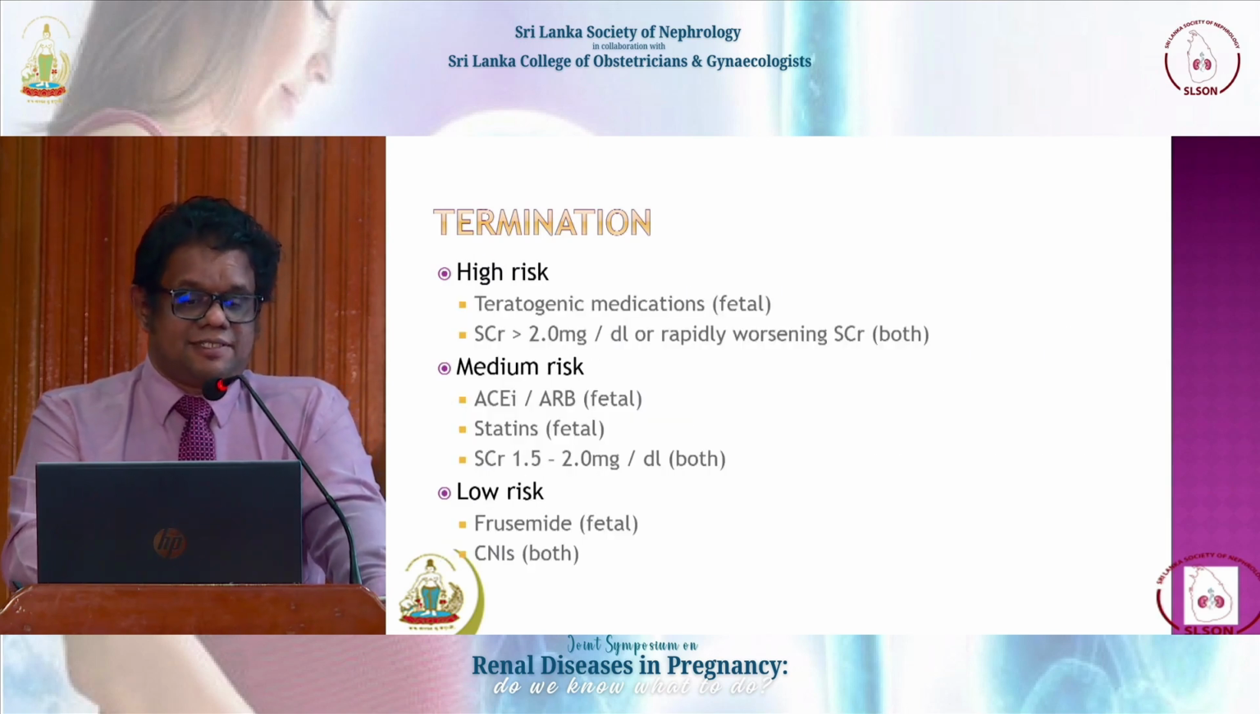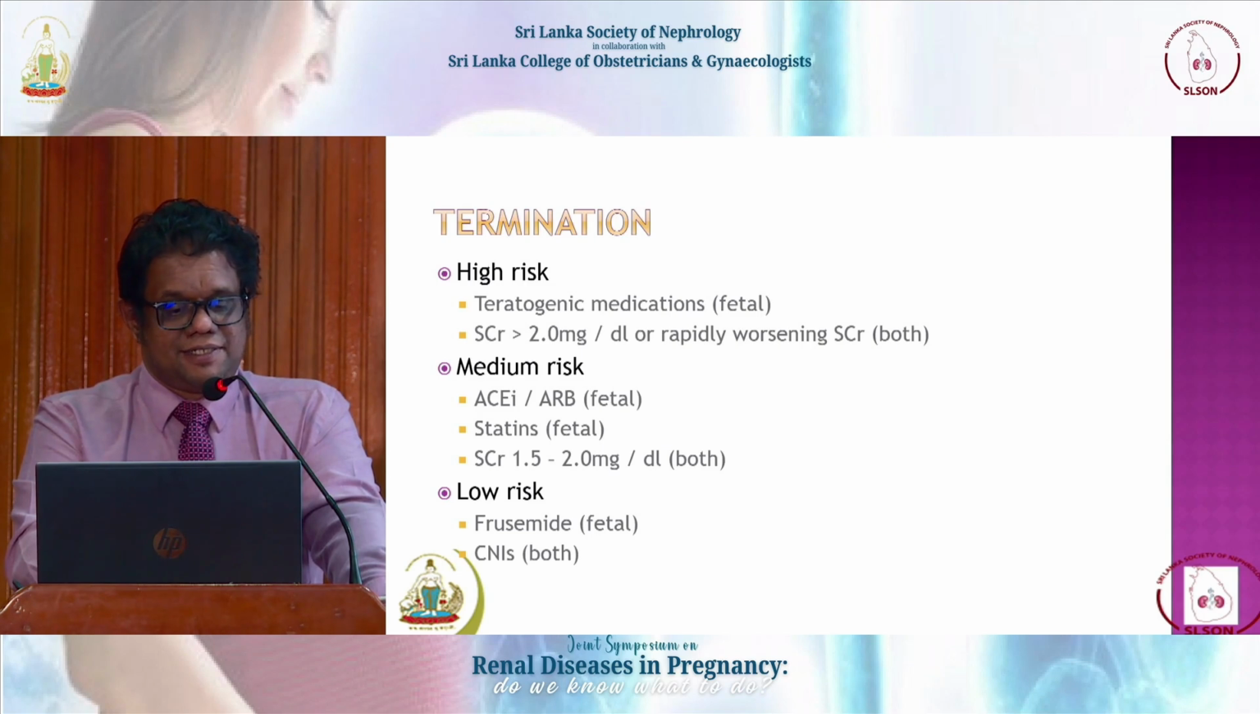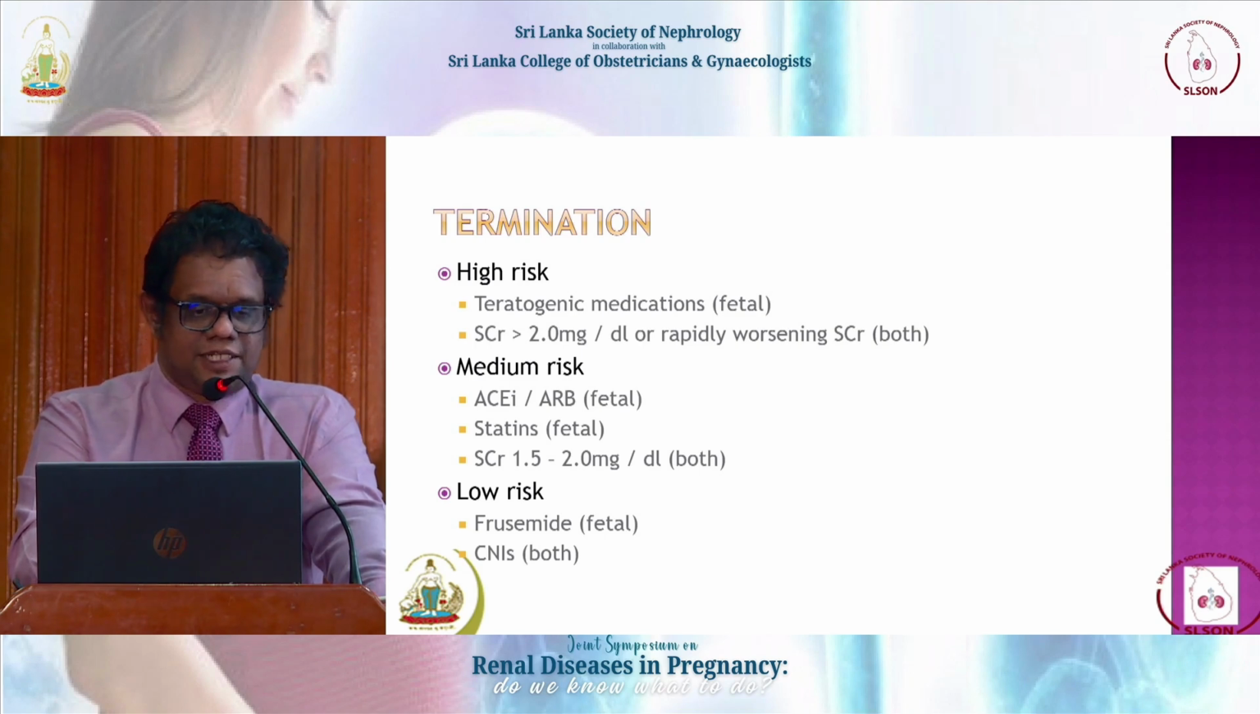For termination, the high risk categories would be teratogenic medication, which is a fetal risk, and serum creatinine more than 2. The medium risk is ACE inhibitors, ARBs, statins, or creatinine between 1.5 and 2, and low risk is when they are on furosemide or CNIs like tacrolimus or cyclosporin.